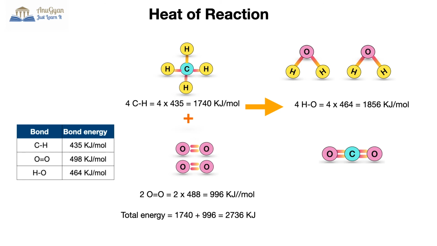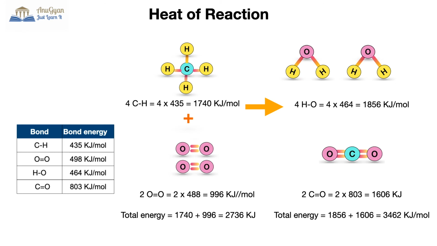For the products, there are 4 bonds present of water. That is why we multiply it by 4 and get the result. And for carbon dioxide, there are 2 present. That is why we multiply by 2 and get the result. In total energy, we will get the sum total and record it.